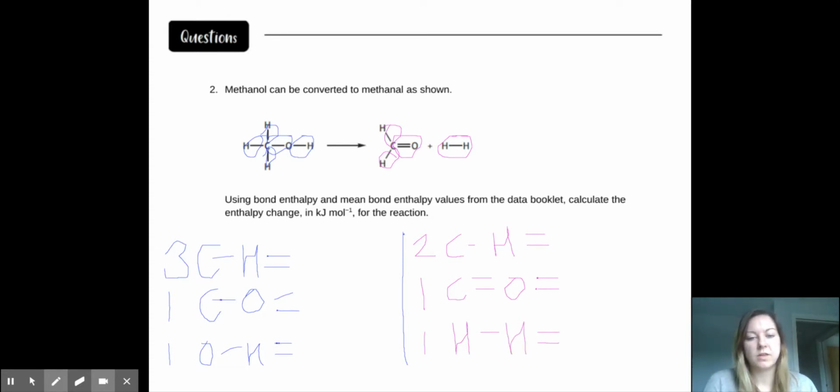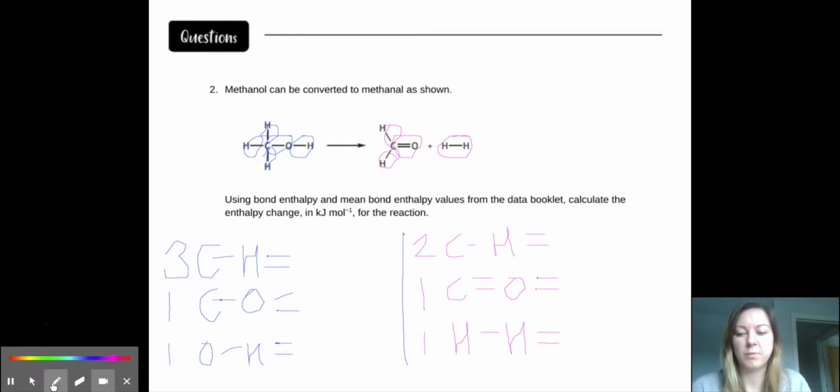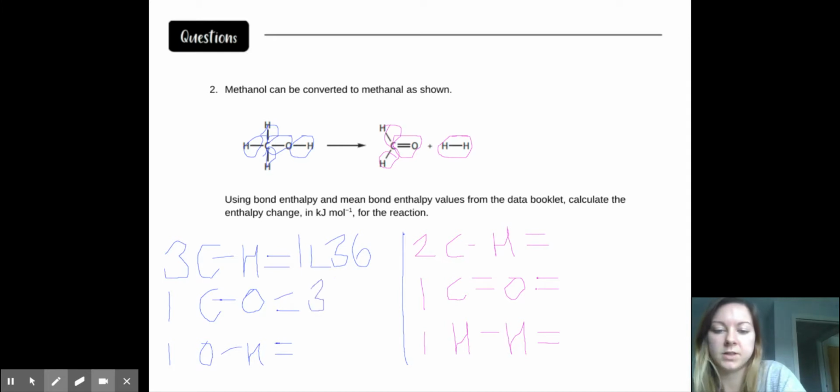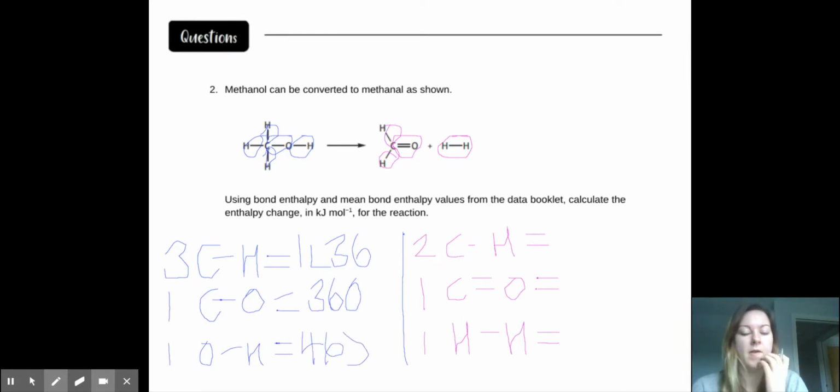Now what we need to do now is fill in the numbers for each side. Remember, we make the left numbers positive and the right numbers negative. So our carbon to hydrogen bond is 412. If we multiply 412 times 3, now remember, we're getting these values from page 10 of the data booklet, then we get 1236. A carbon to oxygen bond is worth 360. And an oxygen to hydrogen bond is worth 463. That looks like 465, but it's meant to be a 3.